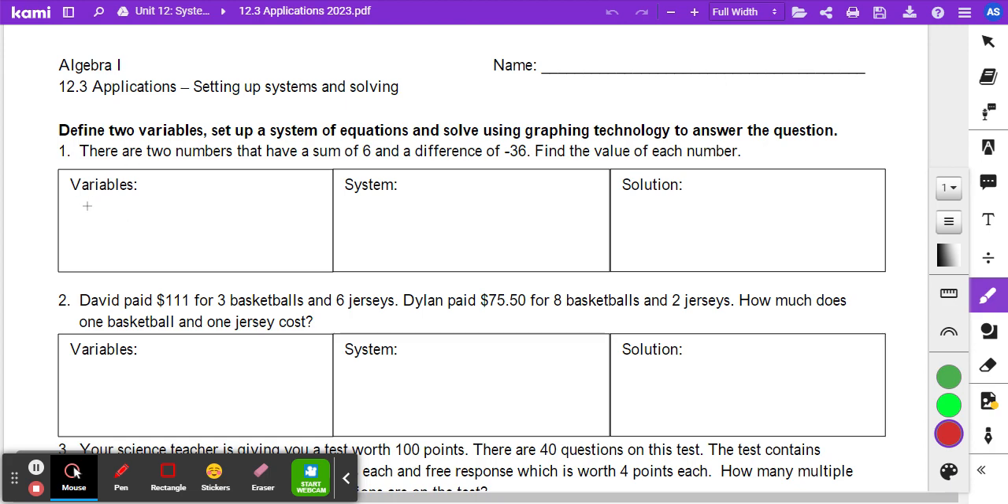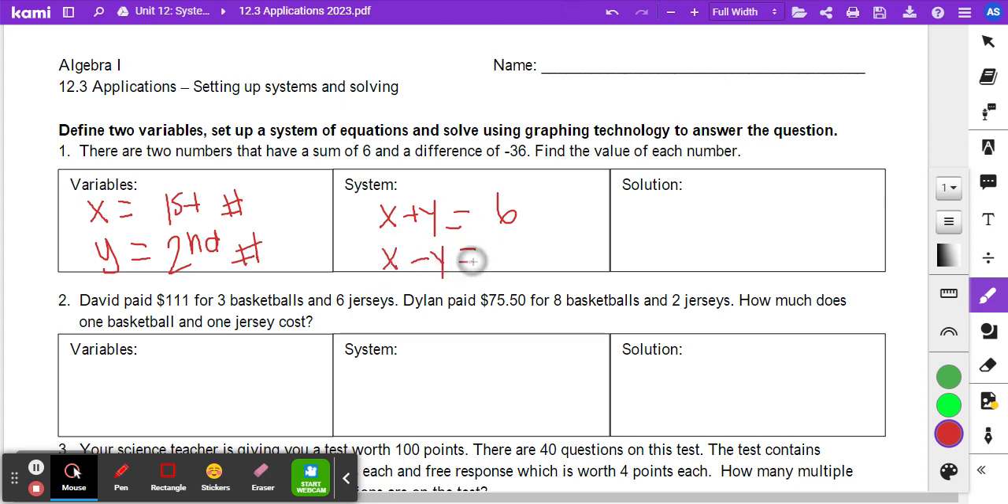So our variables, x is going to be our first number, and y is going to be our second number. And the way we set this system up is there are two numbers that have a sum of 6. So x plus y equals 6. Sum means addition. And then a difference of negative 36. So we are going to have x minus y equals negative 36.